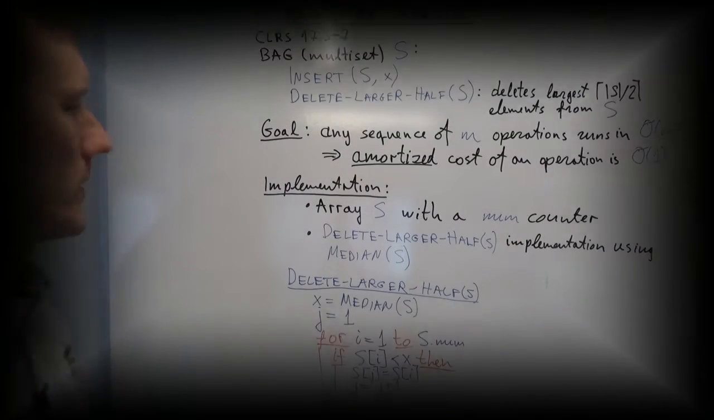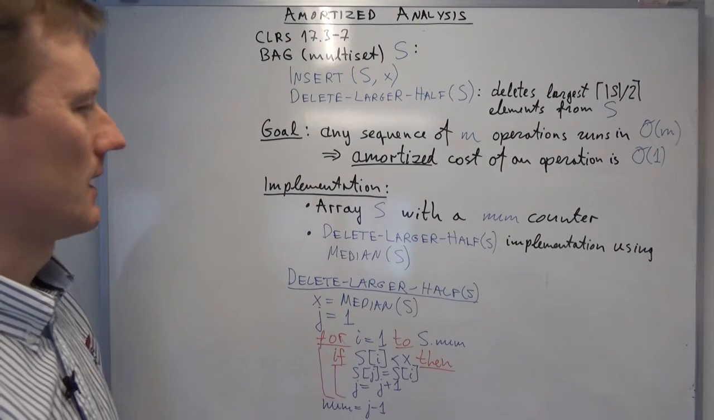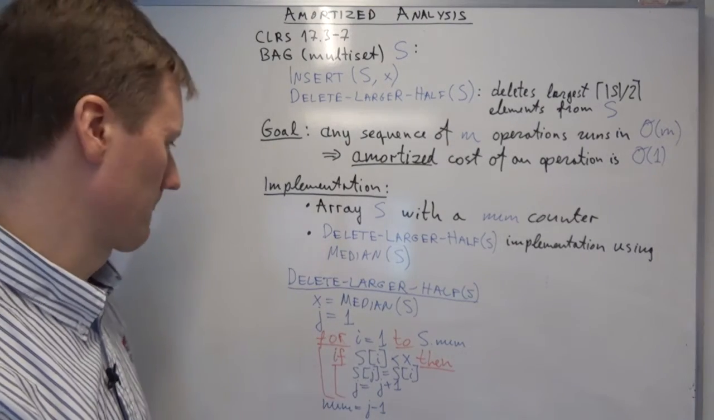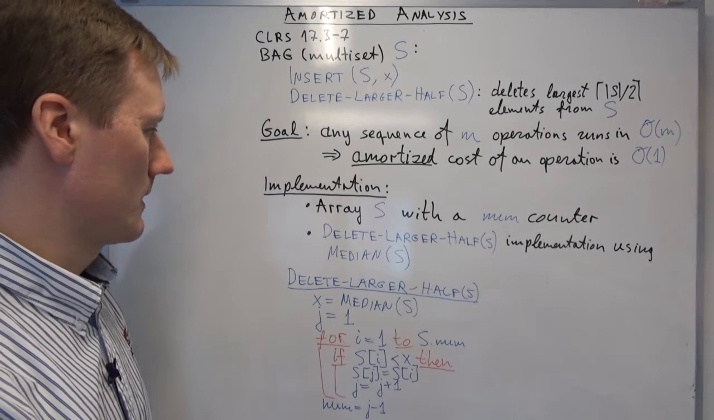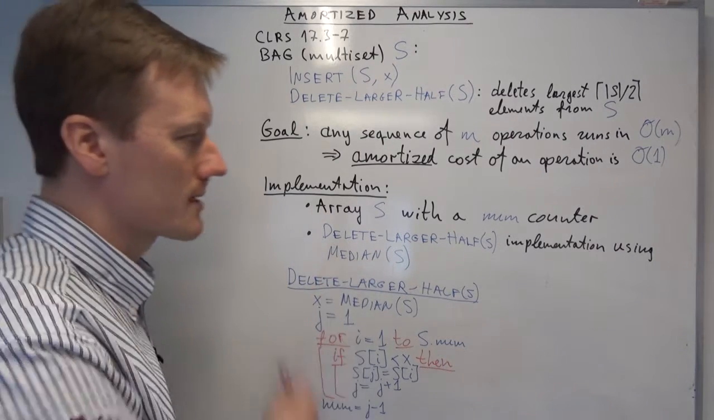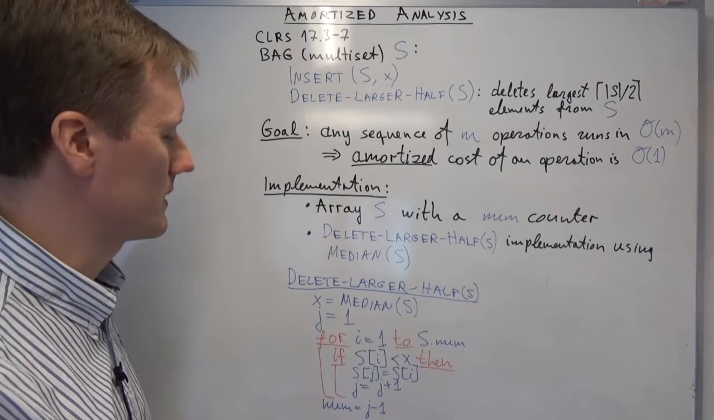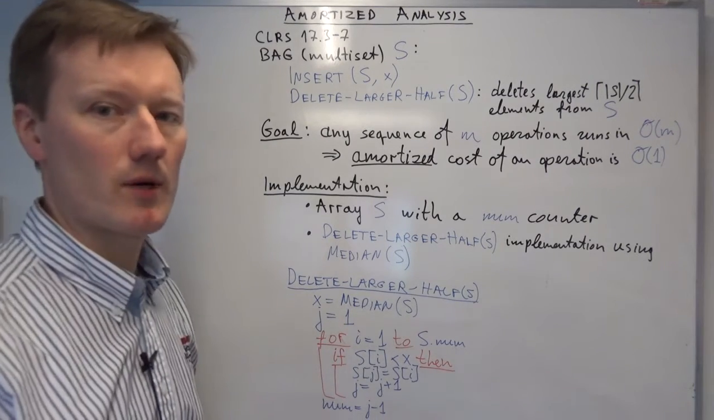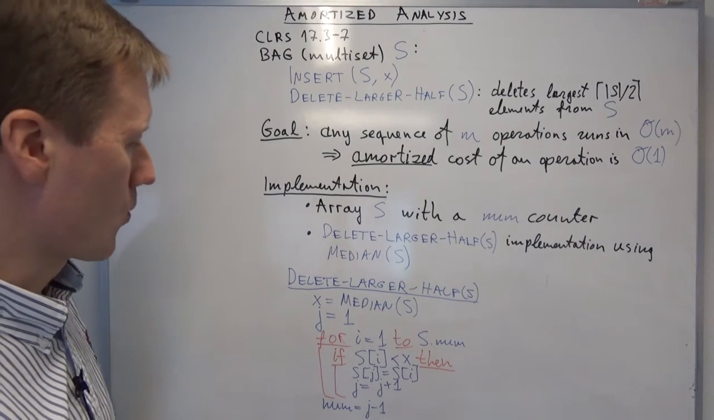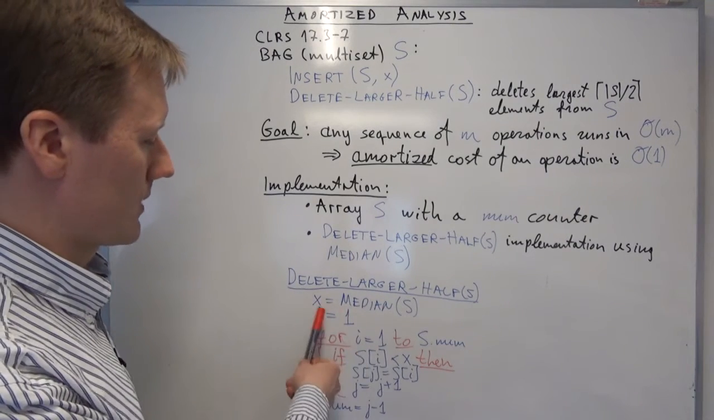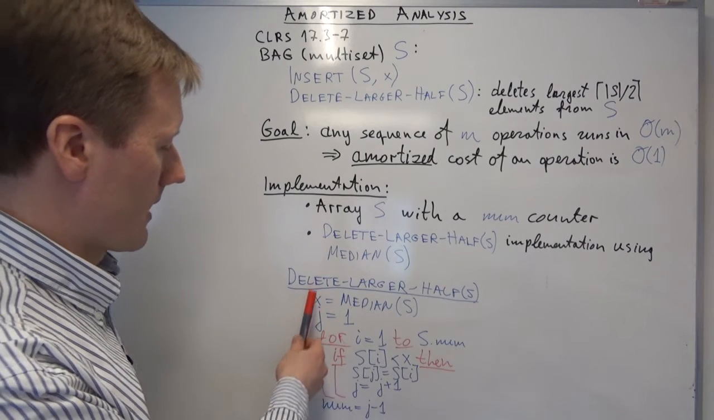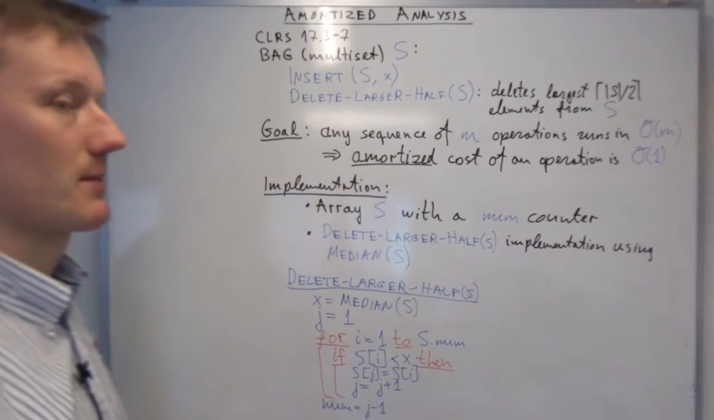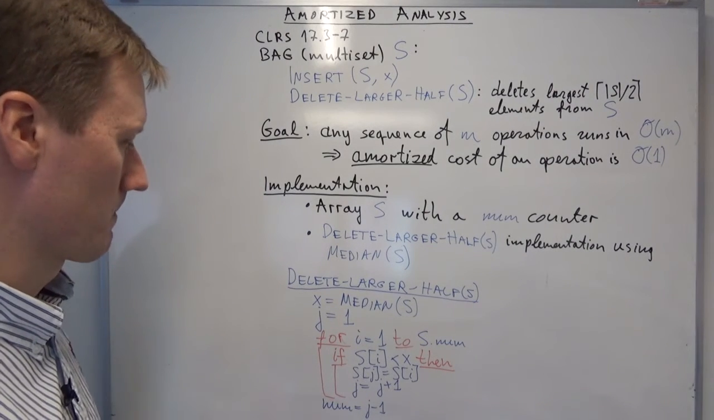So how do we implement delete larger than half in linear time using this linear time median algorithm? It is quite simple, but at the same time you have to take care of details. So this is a simple implementation that is not exactly correct, and we will talk about that. Obviously you first take x such that half of the elements are smaller than it and half of the elements are larger or equal than it.